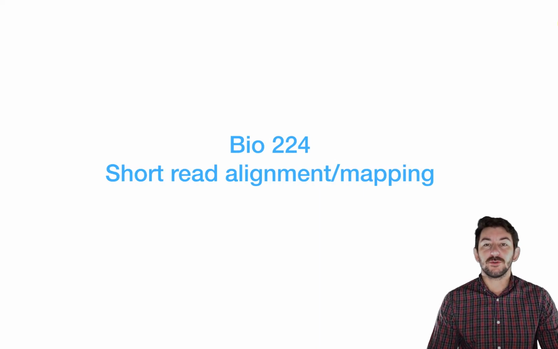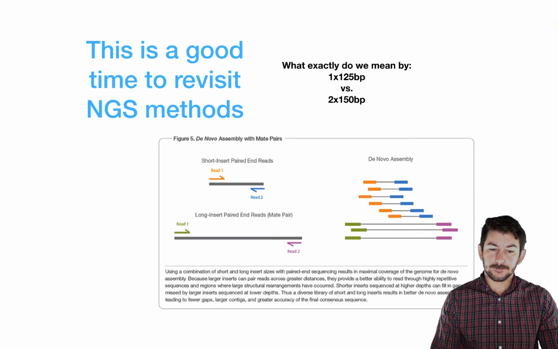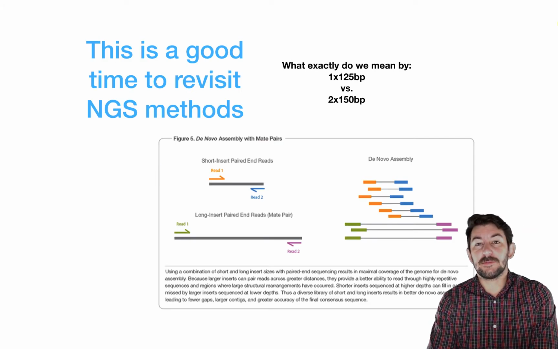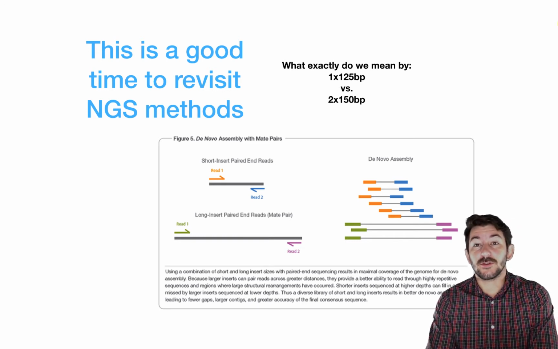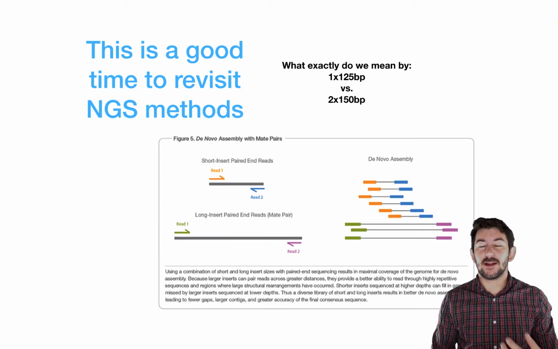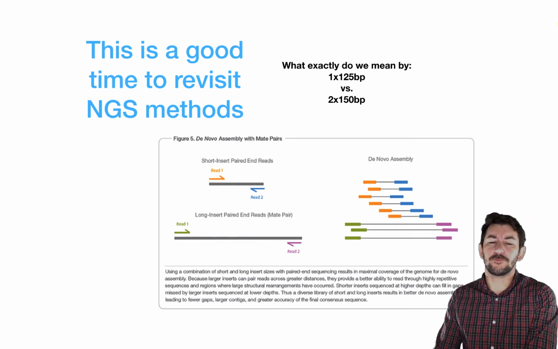Okay, and welcome to the lecture on short read alignment / mapping. So before I get into what exactly read mapping is in the context of next-gen sequencing, let's take a second and just revisit next-gen sequencing methods in general, so we have some concepts that will be important for how mapping works and why it's valuable.